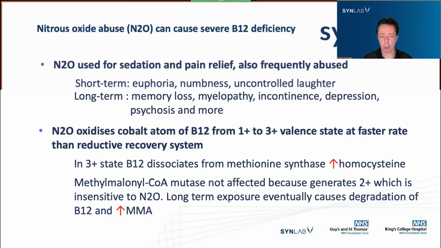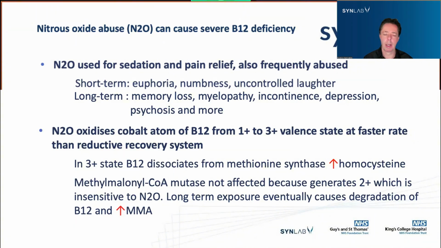And this is because the nitrous oxide oxidizes the cobalt atom in the middle of the B12 structure from a 1+ to a 3+ valence state. Now, in the 3+ state, the enzyme methionine synthase is unable to use that configuration of B12. And this leads to an increase in homocysteine. The other enzyme is not affected so much because that requires the 2+, which is insensitive to nitrous oxide, although long-term exposure will eventually degrade the B12 and also increase MMA.